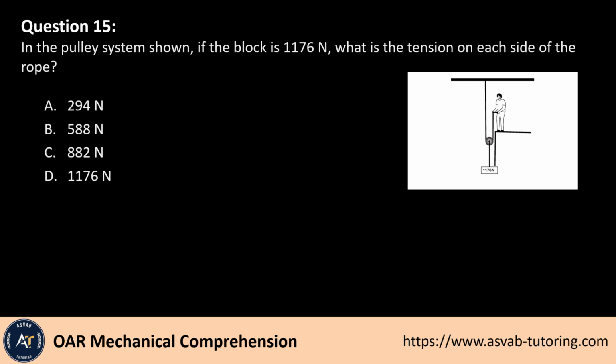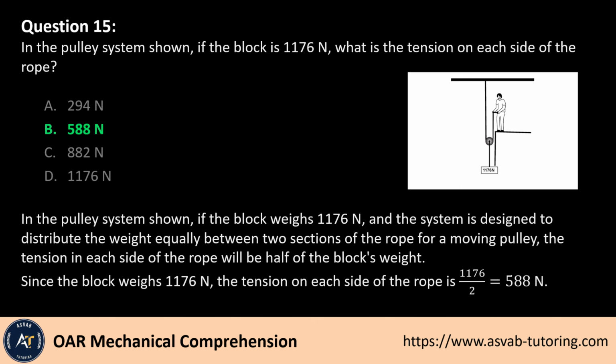Question 15. In the pulley system shown, if the block is 1176 N, what is the tension on each side of the rope? A. 294 N. B. 588 N. C. 882 N. D. 1176 N. The answer is B.